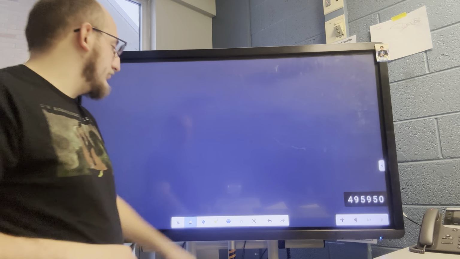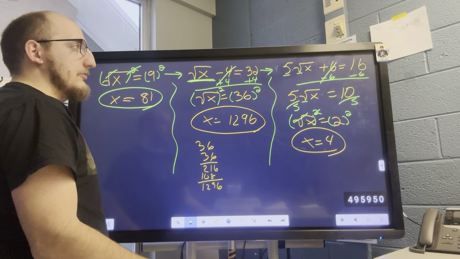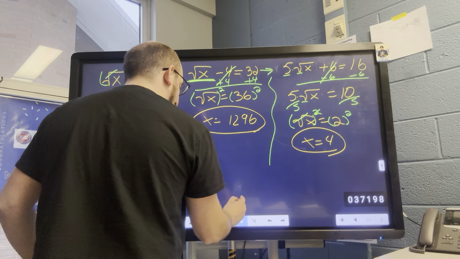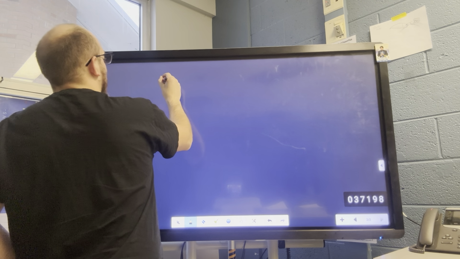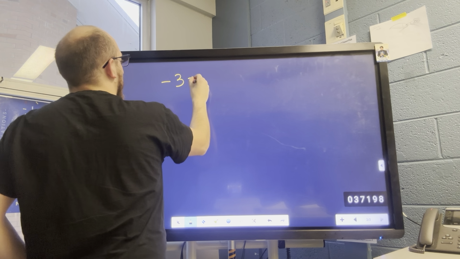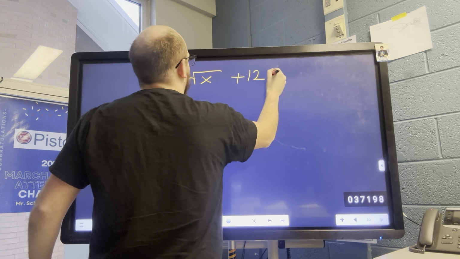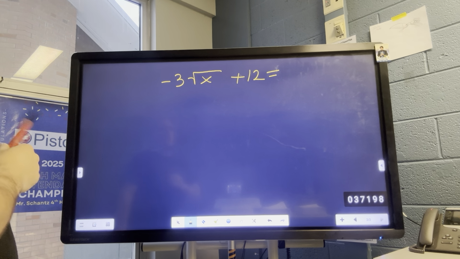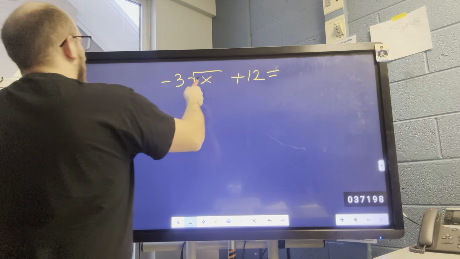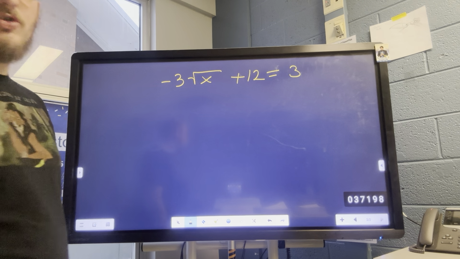Let's give you a problem. Maybe, time out. You might want to look at that a second longer. Okay, now we'll give you a problem. Scroll up. Why don't we try this one? Why don't we try -3 square root x plus 12 equals, now I've got to plug a number in there for me. Boom, let's do that one. Try it out.